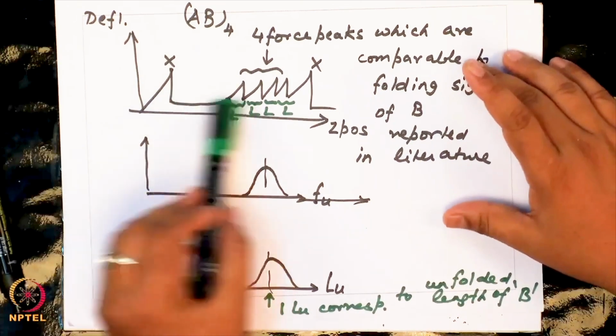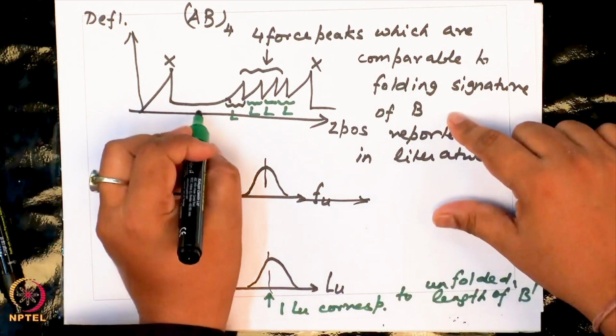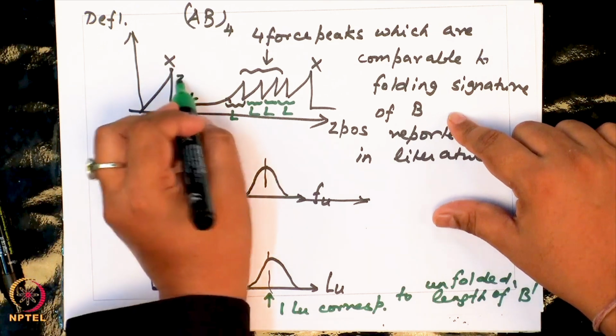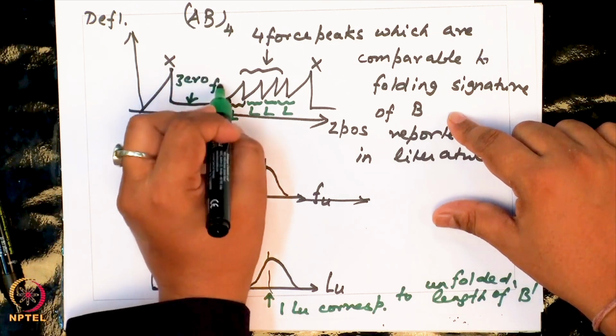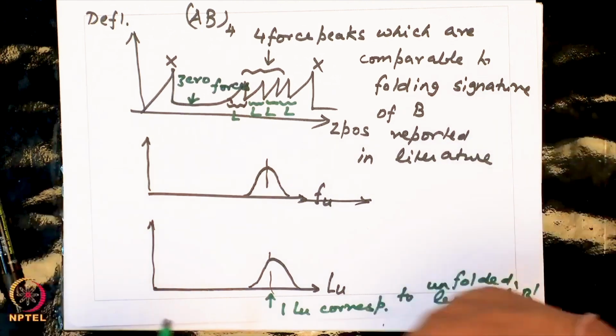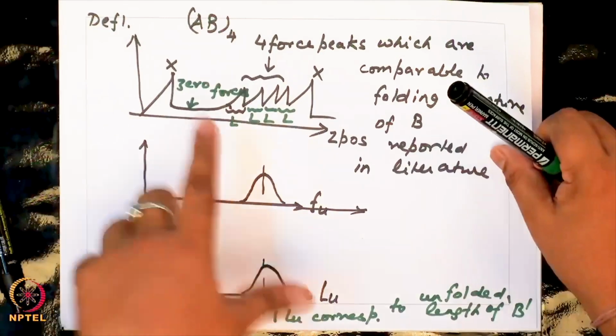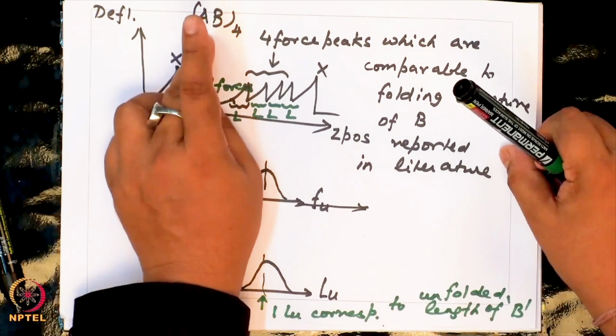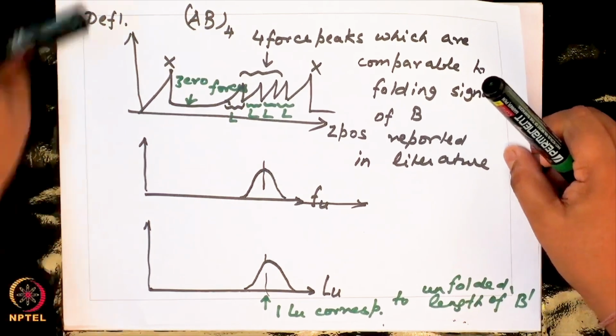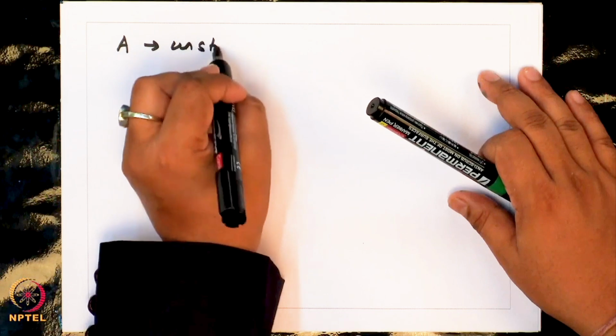the absence of any force for this peak. This is almost 0 force and a long stretch. What is it possibly? I would argue that this kind of force signature would suggest that this particular domain A is unstructured. So, let us think of a possibility. What I am saying is A is an unstructured domain.